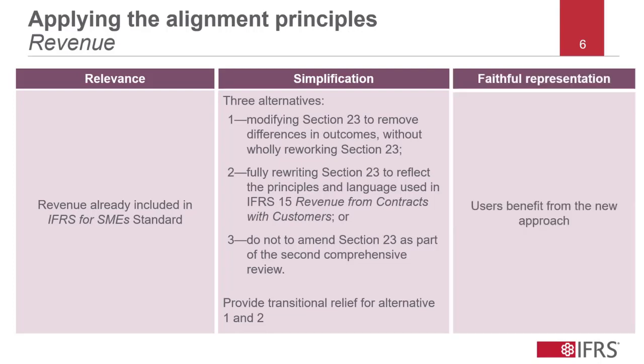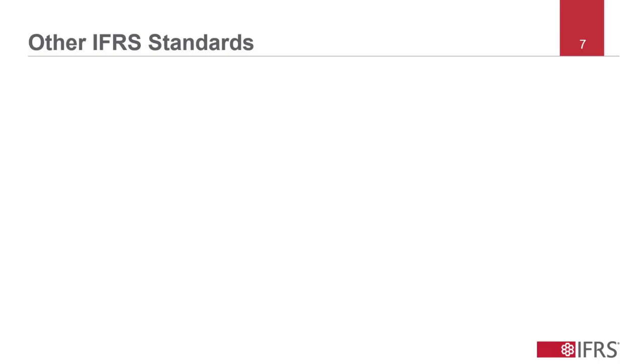When assessing faithful representation, the board noted both Alternative 1 or 2 would align the IFRS for SME Standard with IFRS 15. If no changes are proposed to Section 23 for alignment with IFRS 15, users would not benefit, as part of this comprehensive review, from the new approach which the board has concluded results in better information that more faithfully represents a reporting entity's performance. Change will be merited if the benefits of alignment outweigh the cost of the change, despite the outcomes not changing significantly. On this slide, we consider other IFRS standards the board considered in discussing alignment.